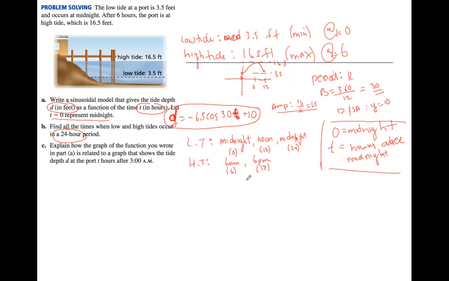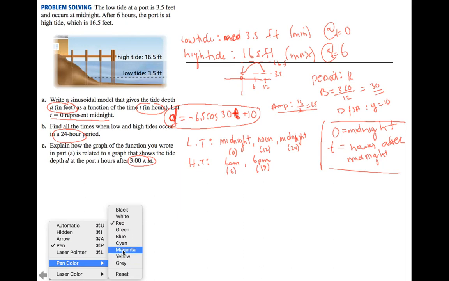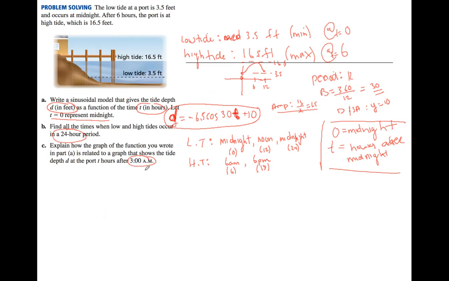Explain, this is my favorite part. Explain how the graph of the function you wrote in part A, so this one, is related to the graph that shows the tide depth after 3 a.m. So let's say we didn't want to start this at 0. We wanted to start this at 3 a.m. So now your start is 3 a.m. Well, let's think about starts. Oh, isn't that talking about a phase shift? Yes, it is.